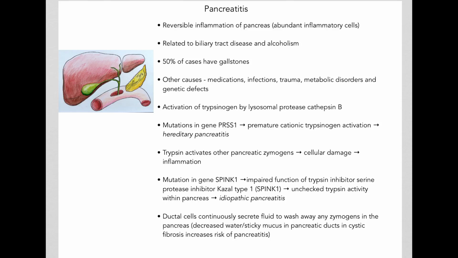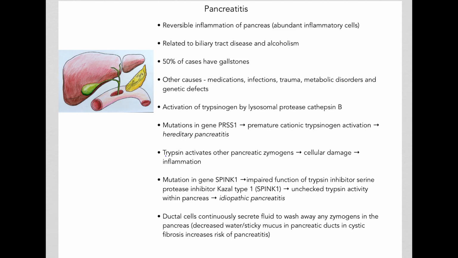We still do not know much about the mechanism of the disease, but a lot of findings do show that the zymogen trypsinogen is somehow activated into active trypsin by enzymes. One of them that have been implicated could be the lysosomal protease cathepsin B, which can convert trypsinogen into active trypsin. In the disease hereditary pancreatitis, there are mutations in the gene PRSS1, which causes premature cationic trypsinogen activation, and this activation again can lead to pancreatitis.